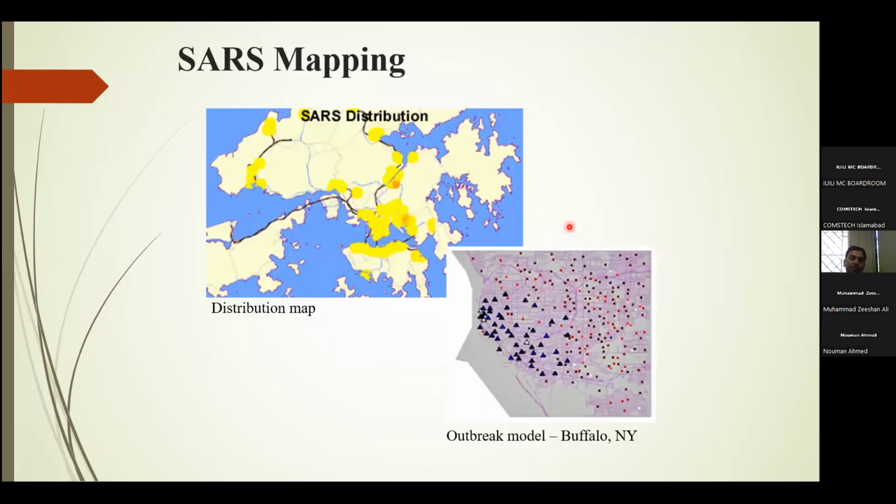This is also one of the examples of health-based GIS, that is SARS mapping. We can see the SARS distribution map in the different areas, and also the outbreak model. Using GIS-based analysis can help us identify and explain how we can utilize GIS-based knowledge in different parameters.